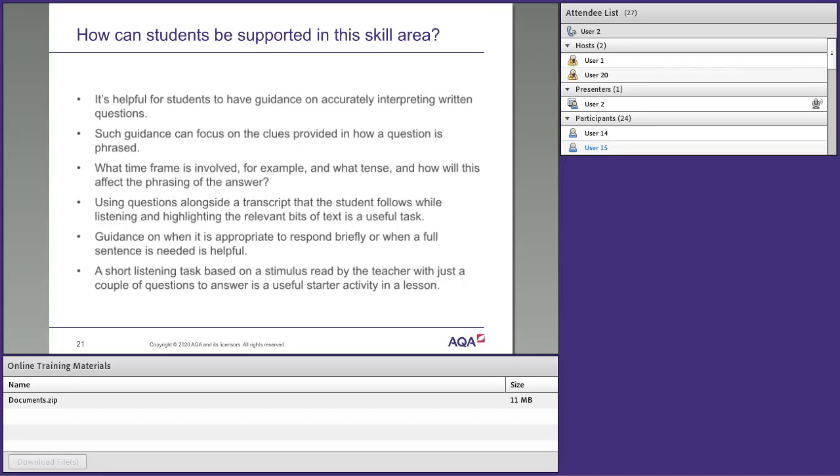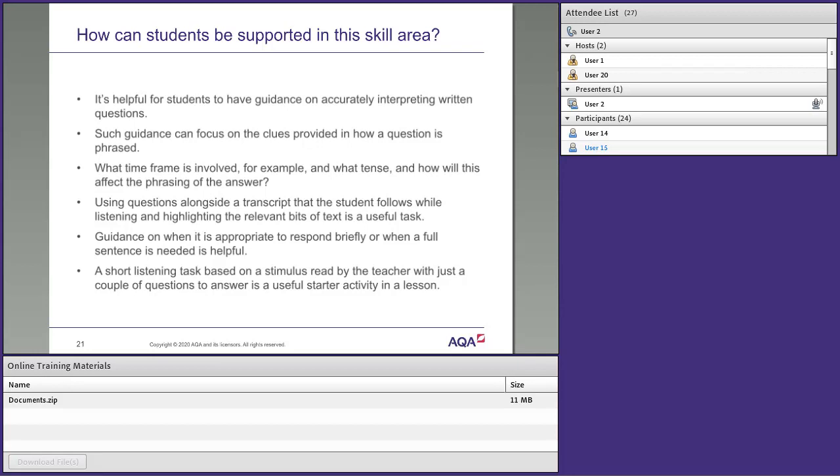Guidance on when it is appropriate to respond briefly or when a full sentence is needed is helpful, and again use the mark scheme with students to illustrate this. And a short listening task based on a stimulus read by the teacher with just a couple of questions to answer is a useful starter activity in a lesson.